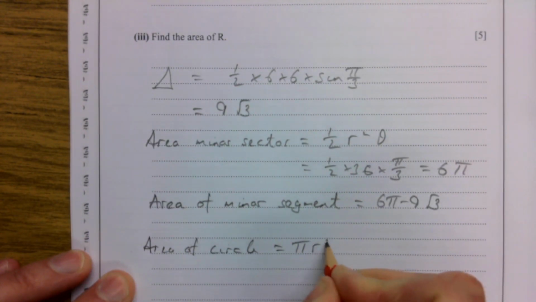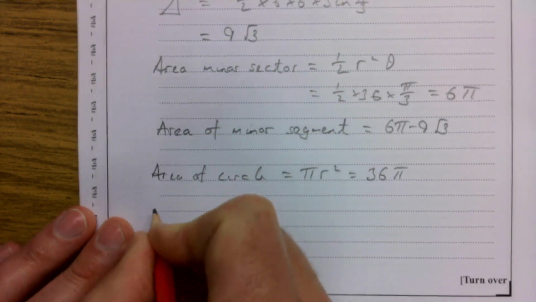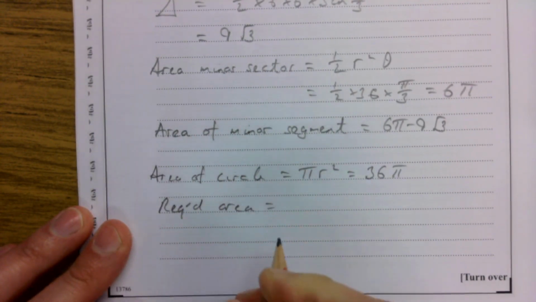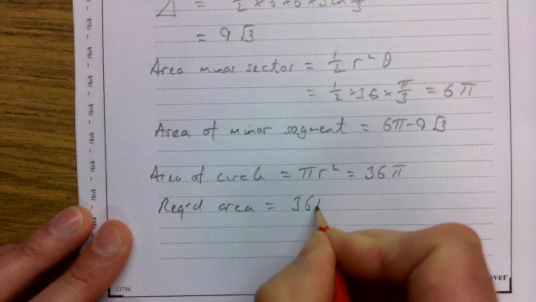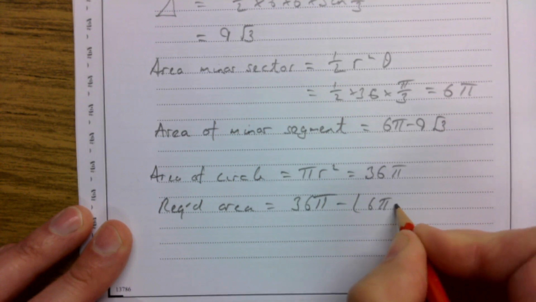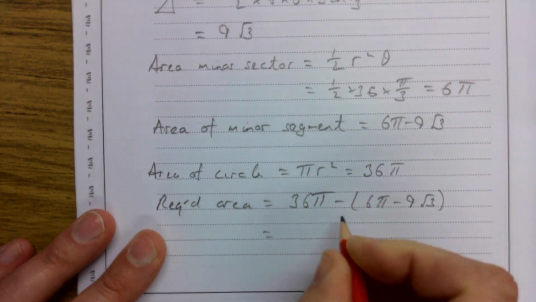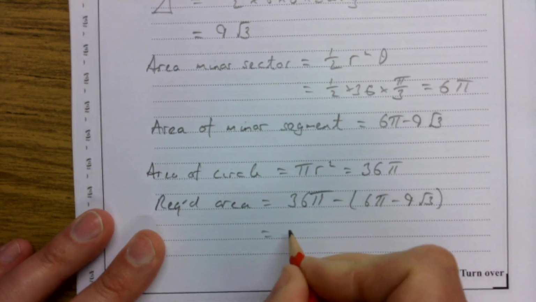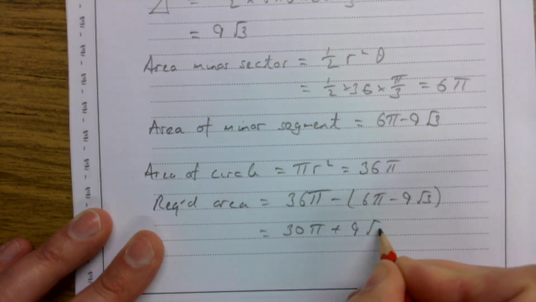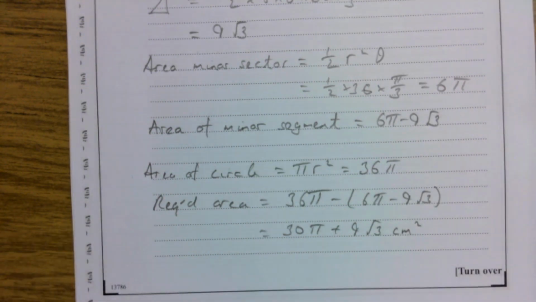That's pi r squared, so that's going to be 36 pi. And then my required area is going to be 36 pi, take away 6 pi minus 9 root 3. The 36 pi take away the 6 pi gives me 30 pi plus 9 root 3. And my area is in centimetres squared.